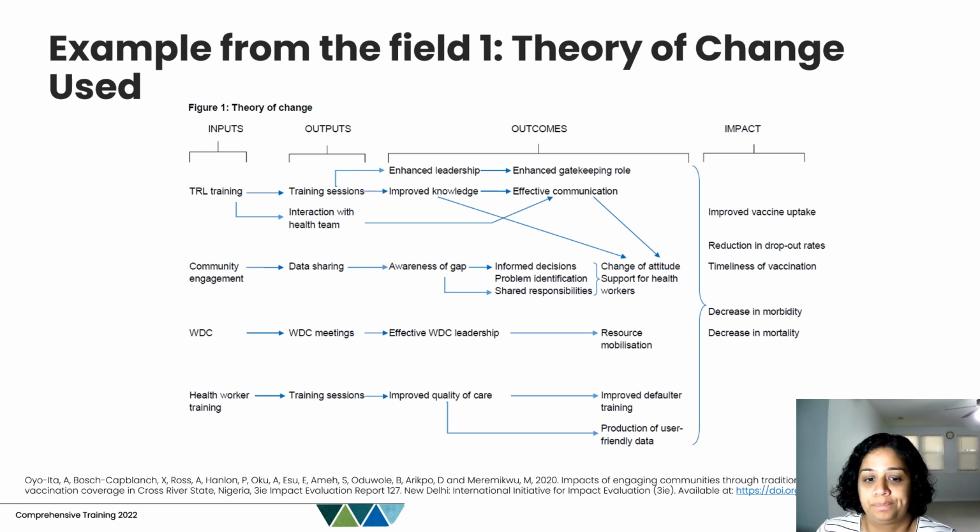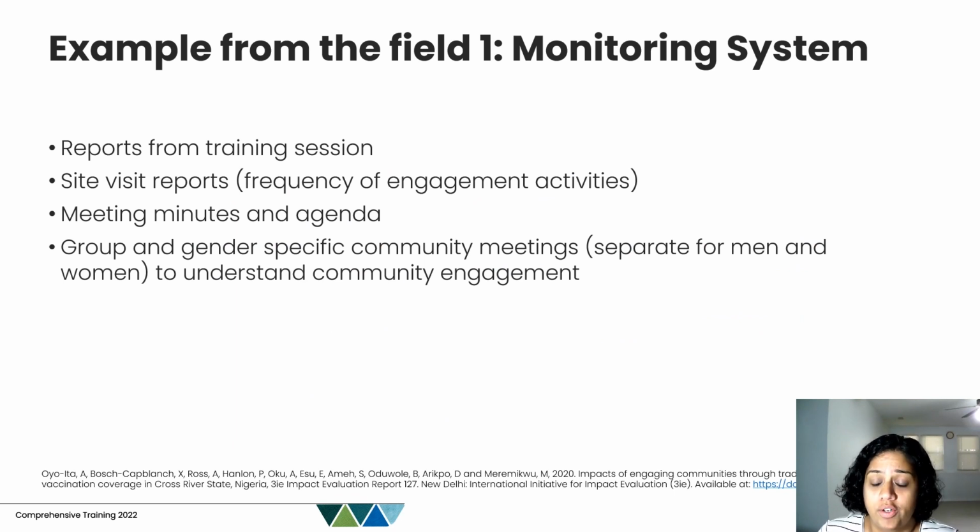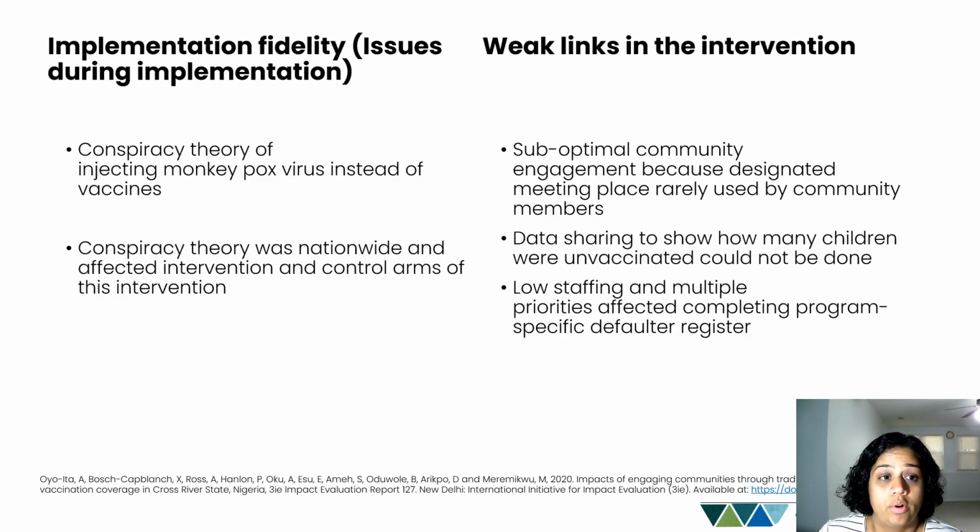outputs and outcomes. They also document their monitoring system, so they gave an overview of what that monitoring system looked like in the form of various reports and meeting agendas and community meetings. So that really helped to understand how well the intervention was going. They also reported on issues with implementation fidelity, and some of the contextual factors. They ran into a conspiracy theory that was going on in that community at that time, and that affected the way their intervention was implemented. They also identified weak links in the intervention in terms of where there were issues, where engagement might not have been as good as it should have been, or some staffing issues and such.